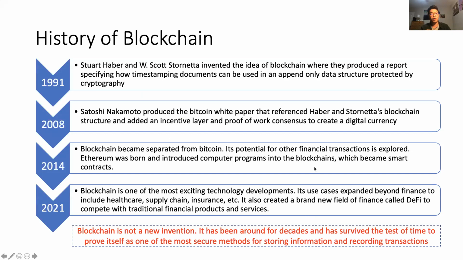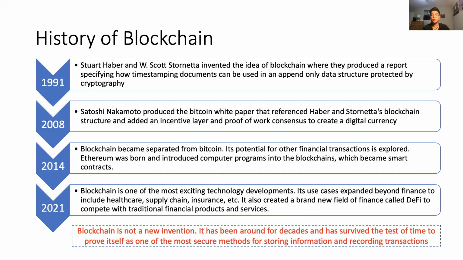So to give a brief overview of the history of blockchain. In 1991, Stuart Haber and W. Scott Stornetta invented the idea of blockchain when they produced a report specifying how time-stamping documents can be used in an append-only data structure protected by cryptography. That's when the idea of blockchain first started.